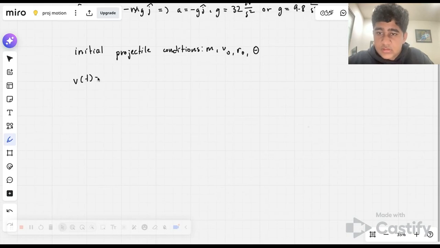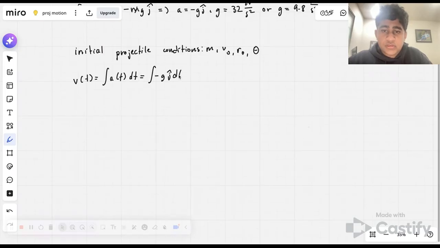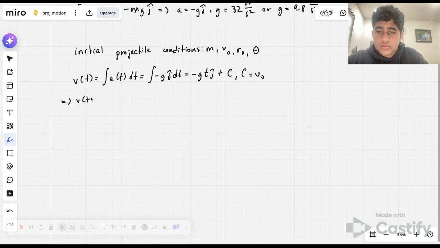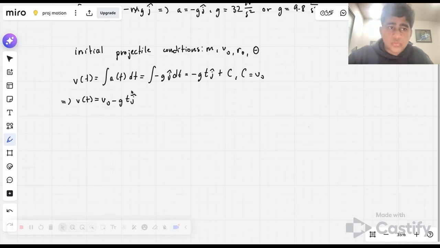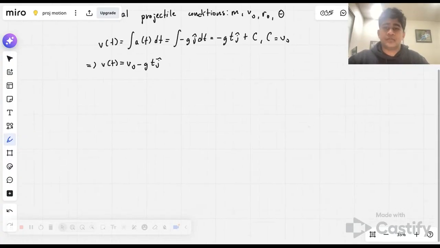V of t is simply the integral of a of t with respect to time. So let's integrate this function, and we get negative g with the j component dt, and this is equal to negative gt j plus initial condition c, right? We just said that the initial condition for velocity is v0 over here. So we can say that c is equal to v0, and then we can write v of t is equal to v0 minus gtj. So for a projectile, this is the velocity.